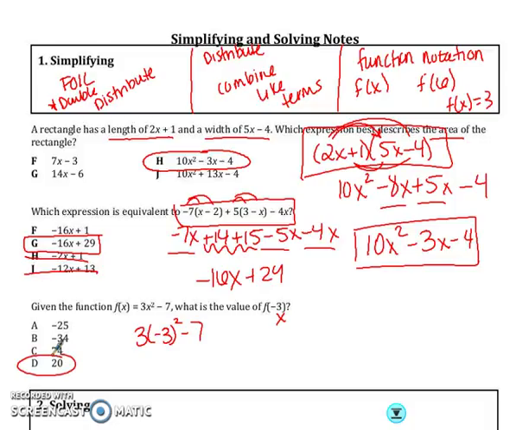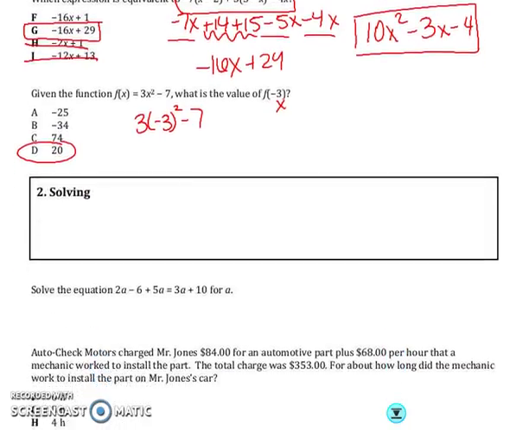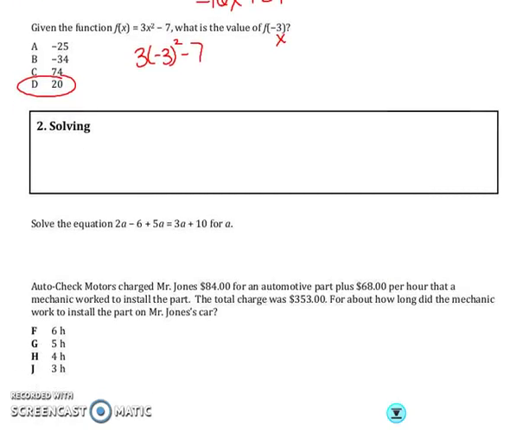Okay? It's perfect. All right, simplifying. You're going to have several questions like that on your test. Now solving. There's several different types of solving that you can have here. Basically, remember, if you can, you need to write the equation first if you need to.